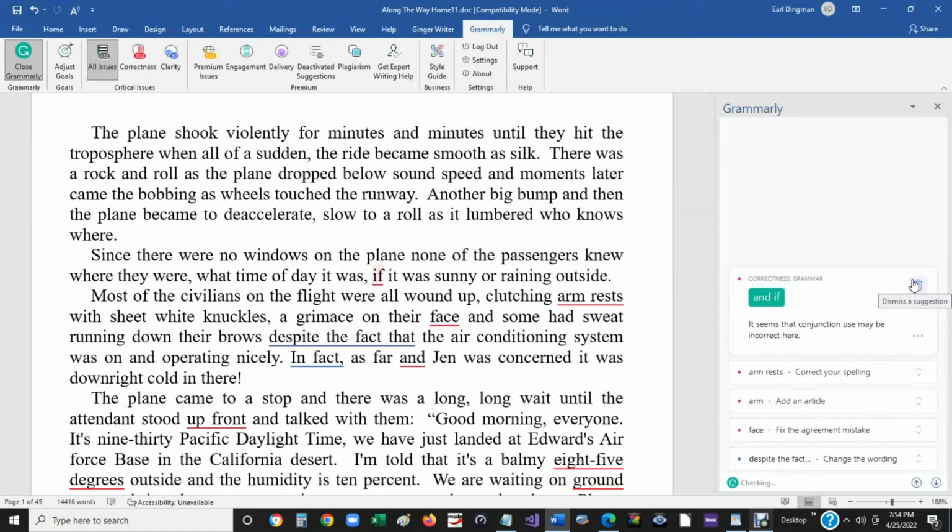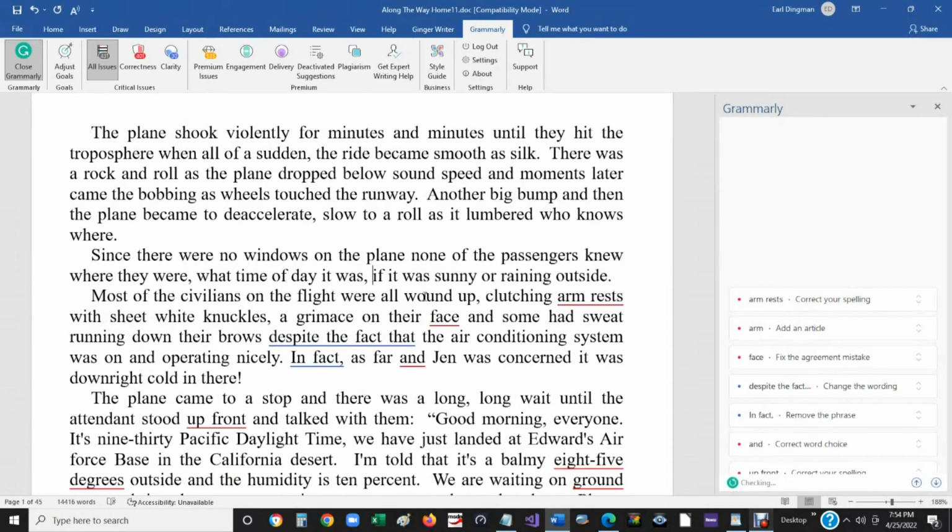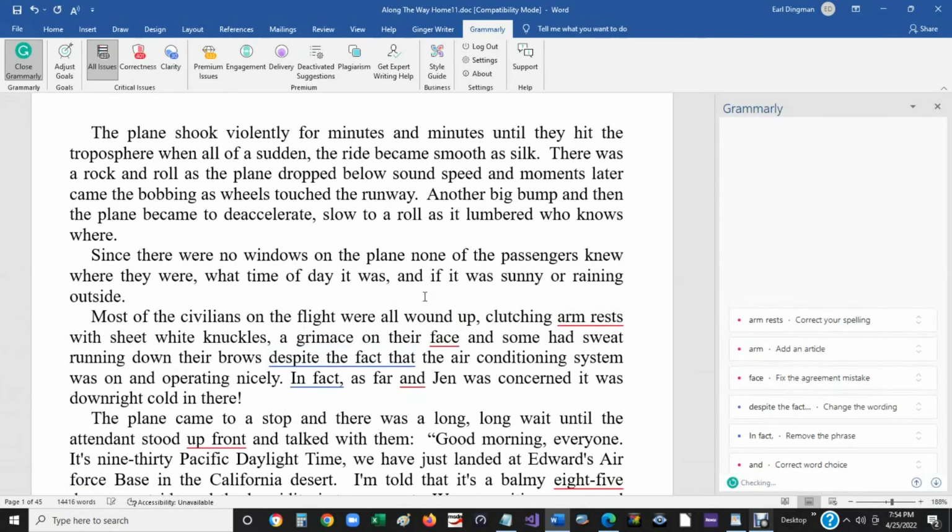There were no windows on the plane. None of the passengers knew where they were, what time of day it was, if it was sunny or rainy outside. Possibly could have left it like that, but it says put in and if, and I think we're going to do it. Grammarly is pretty good with compound words, armrests. It's telling me I goofed. I didn't know if it was 2 words or not. And Grammarly, with the click of the button, is going to make it 1 word.